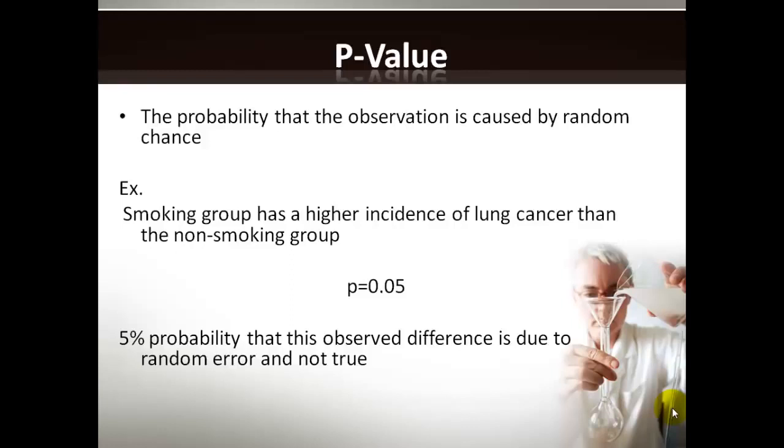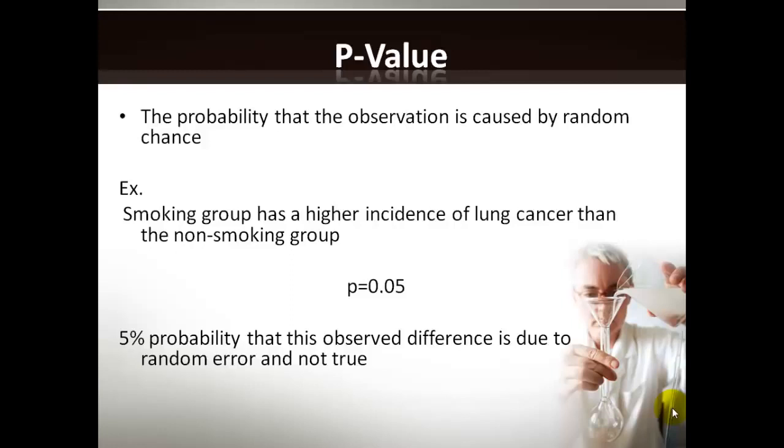So, for example, we have a group that smokes and a group that doesn't smoke, and we're interested to know whether there's a higher incidence of lung cancer in the smoking group. Based on our observations, we have seen that there's a higher incidence of lung cancer in the smoking group, and we've run a statistical test. And the result from the statistical test tells us that there's a p-value of 0.05. This means that there's a 5% probability that this observed difference is due to random error and is not true.